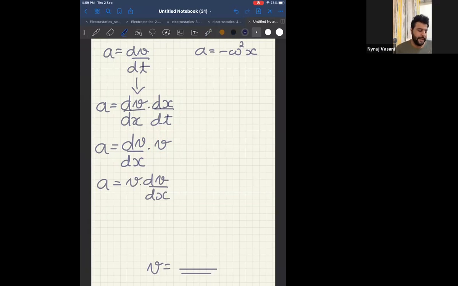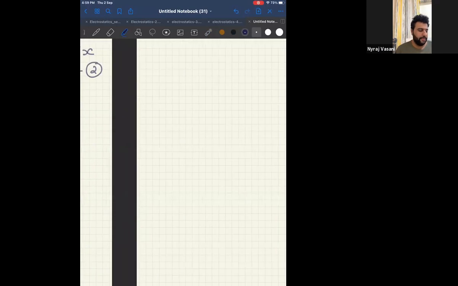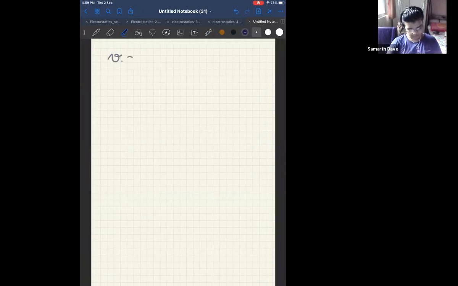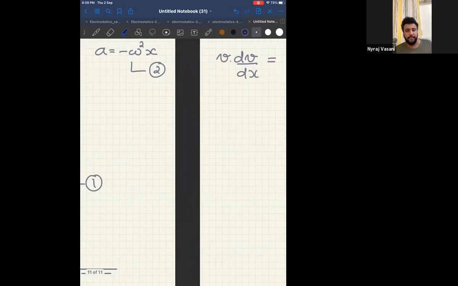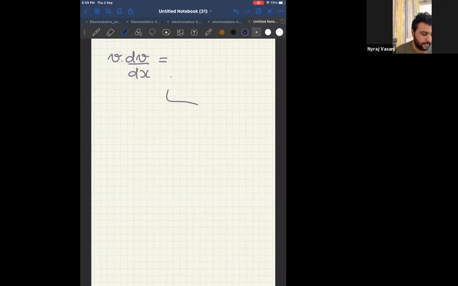Yes, sir. And I also know that acceleration is equal to minus omega square x. Now I will take this as my equation 1 and this as my equation 2. Now can I equate? Yes, sir. So if I equate, what will I get? V into dv by dx is equal to minus omega square x, correct?